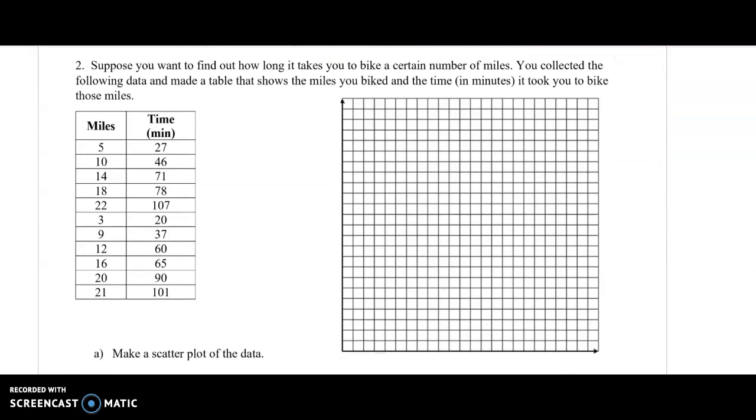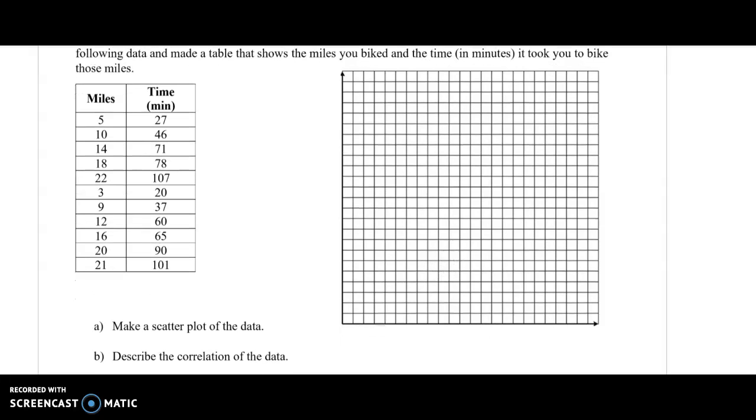So number 2, suppose you want to find out how long it takes to bike a certain number of miles. You collected the following data and made a table that shows the miles you biked and the time in minutes it took you to bike those miles. Okay, so we have miles and we have time in minutes. So miles comes first, which means that should be your x-axis, whatever is listed first. So miles is my x, time in minutes is my y.